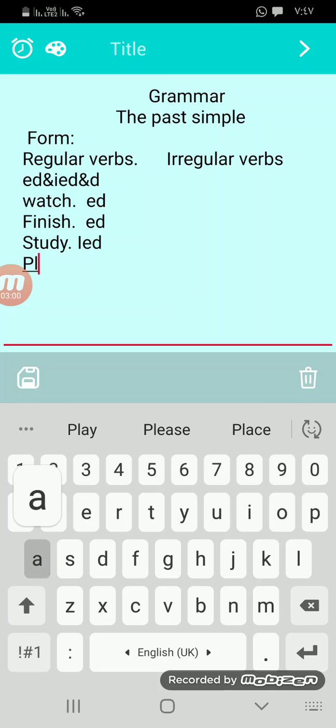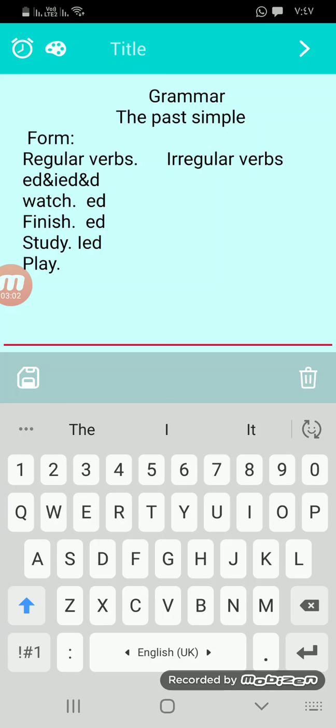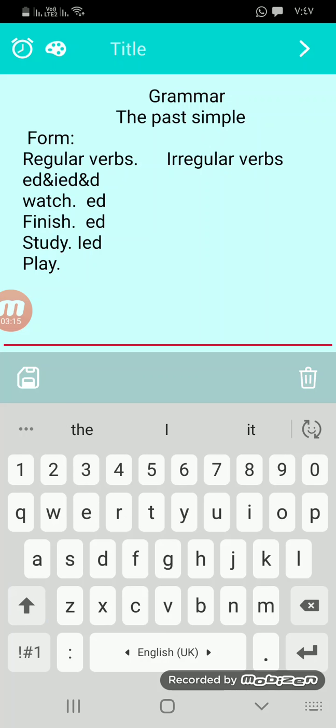Look at the verb play. Look at Y and before it here, a vowel or consonant? Yeah, before Y is a vowel. So don't change Y, and put ed directly.